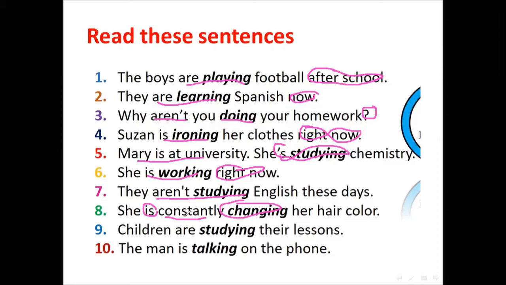These three cases we always use with an adverb and a verb with ing. Children are studying their lessons now. We talk about the action happening now, and the man is talking on the phone and the action is happening now. These are the examples for the present continuous.